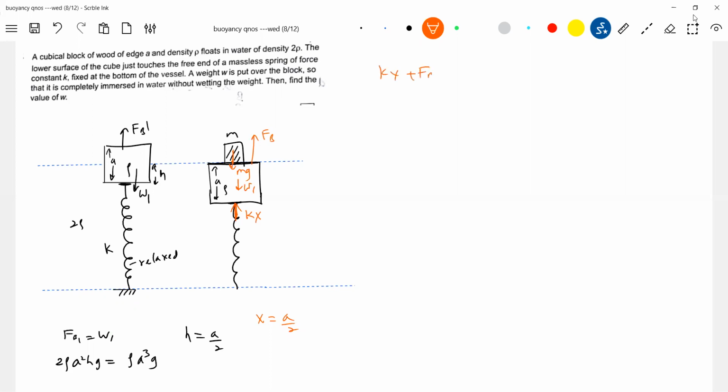Kx plus buoyant force equals W1 plus mg. What is x? x is A by 2. Buoyant force should be equal to 2 rho A cubed g. W1 should be rho A cubed g plus mg. So m should be equal to Ka by 2g plus rho A cubed. This much mass should be added here.